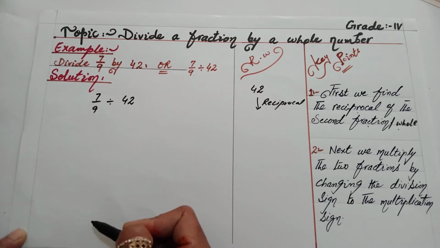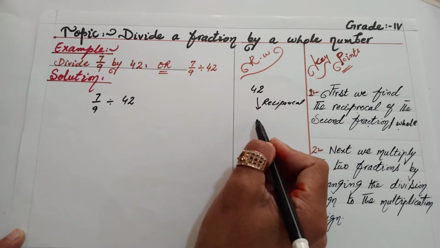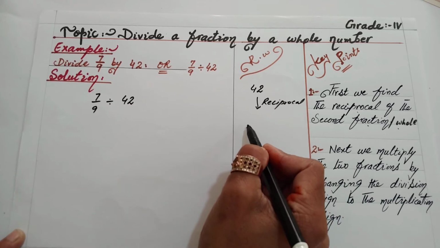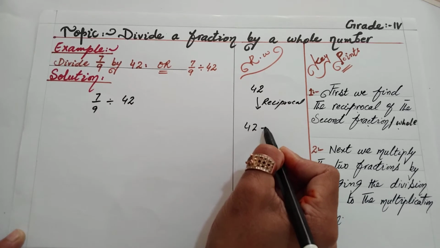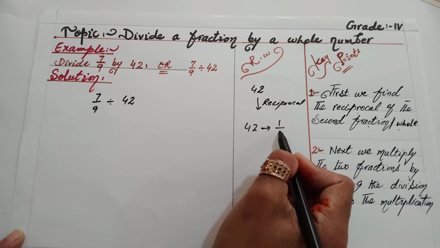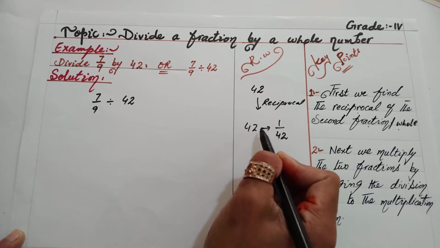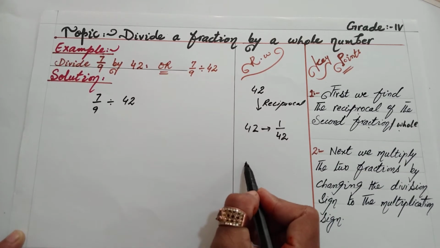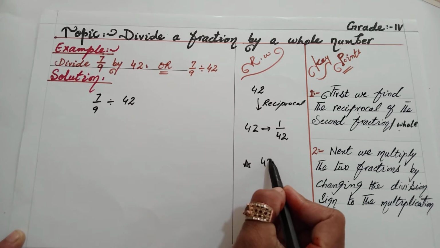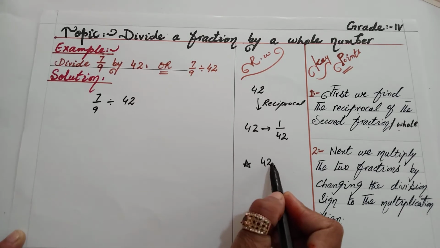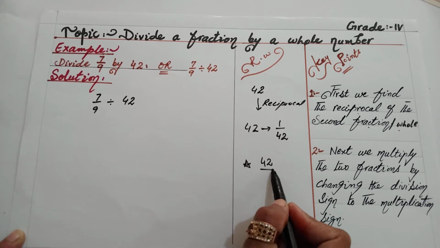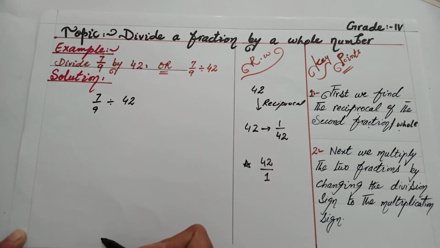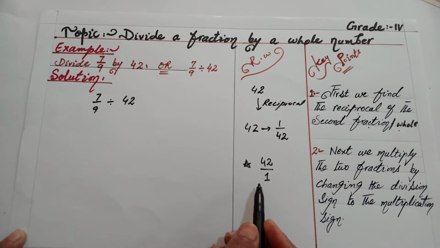So what will be the reciprocal of 42? Just turn it upside down. It means the reciprocal of 42 will be like this: 1 over 42. What will be the reciprocal? 1 over 42. How? Look here. As 42 is a whole number, and as I told you in the previous lecture, we can write the whole number like this by taking 1 as a denominator, because 1 will not affect the value of 42 as a whole number.